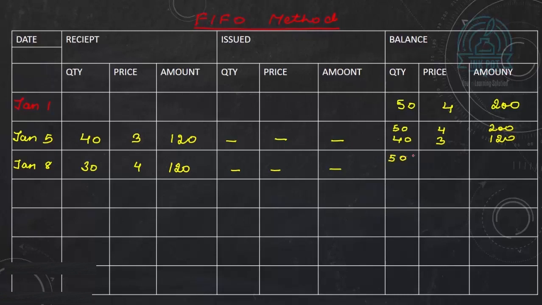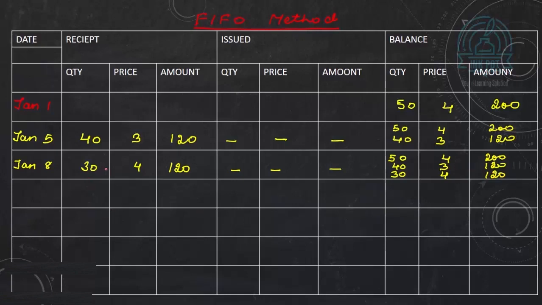50 units at the rate of 4. Then we have 40 units at the rate of 3. And we have 30 units at the rate of 4, right? So we have 200, 120 and then 120.